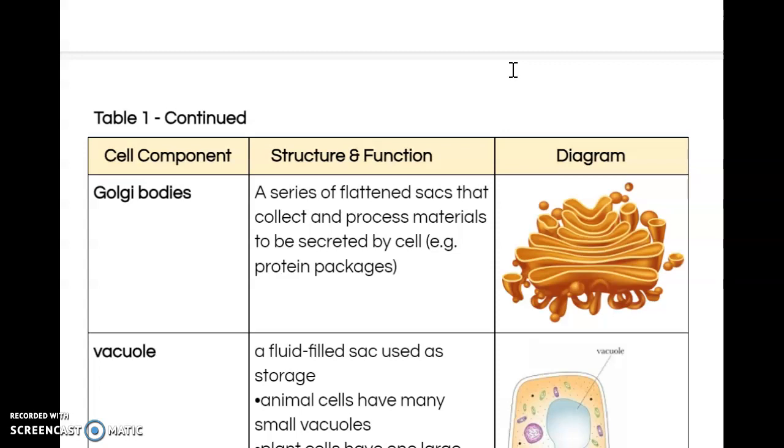Okay, so this Golgi body is like the end packaging unit of a factory. So it puts it in its box, it wraps it up nice and tight, and is ready to be shipped off to be secreted by the cell. So that's what the Golgi body does.